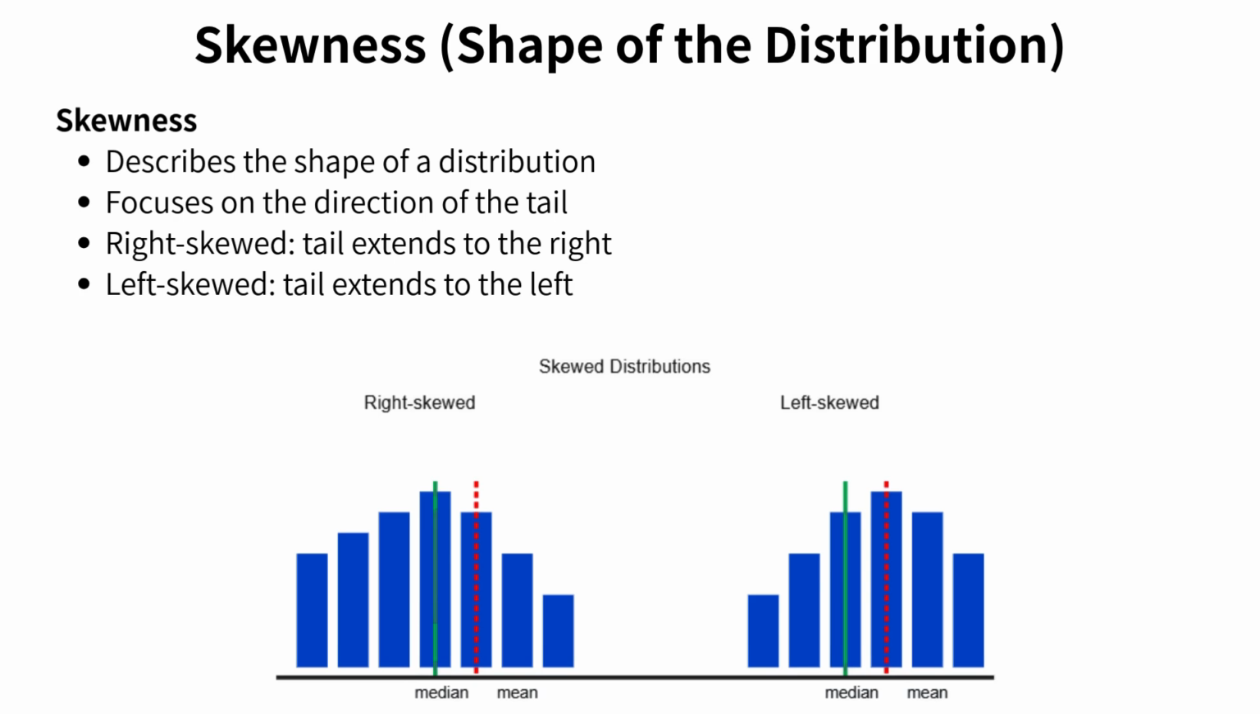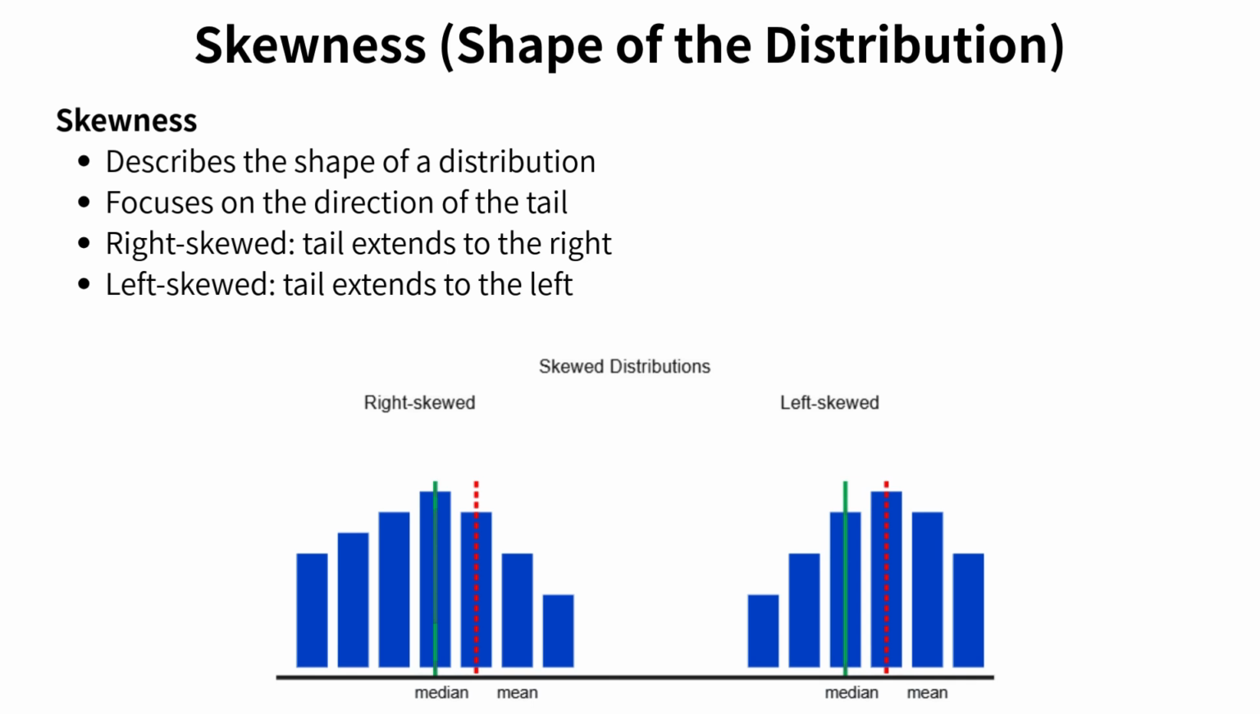In a left-skewed distribution, the opposite happens. A few unusually small values stretch the distribution to the left. The mean, again shown by the red line, is pulled in the direction of the tail, making it smaller than the median, shown by the green line. It is important to remember that skewness is named after the direction of the tail, not the direction of the peak. This is a very common source of confusion on the SAT.